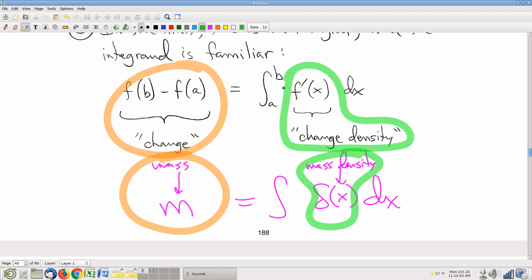But we're thinking of change now as being kind of vaguely physical. And so when you have a vaguely physical thing, you can talk about how much of that stuff there is per unit size and thus a density.